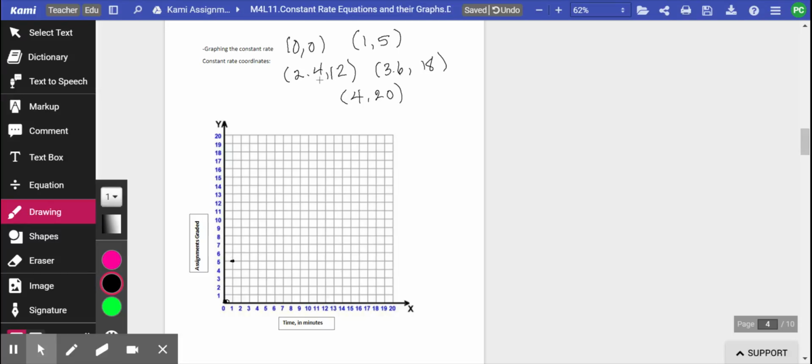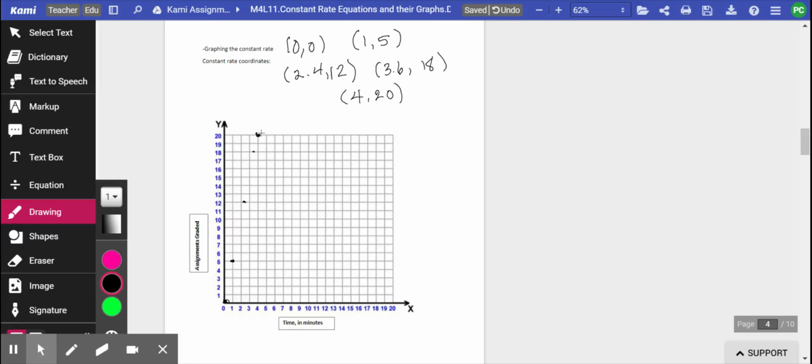This next one might be a little tricky, 2.4 and 12. 2.4 is for minutes, so I'm going to go to the 2, and 0.4 is close to halfway, so I'm going to be close to halfway, and then I'm going to move my assignments value, my y value, up to 12, which is right there, kind of. We're trying. 3.6 and 18. 3.6 is a little past the halfway, and then all the way up to 18, like there. It does not have to be perfect. And then 4 minutes working and 20 assignments graded.